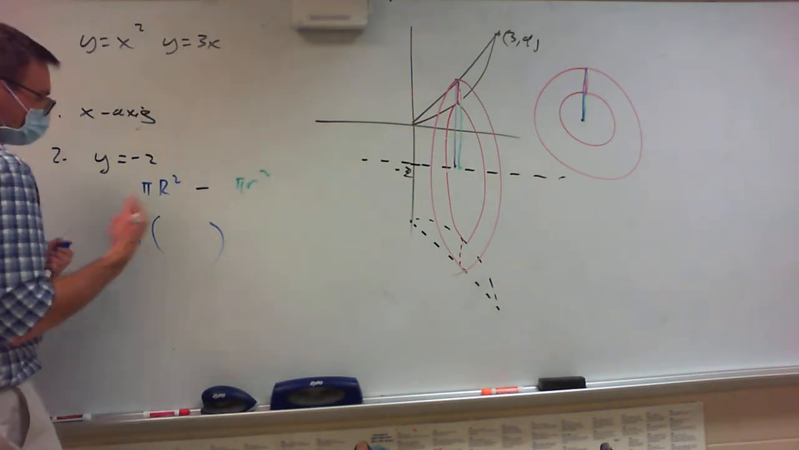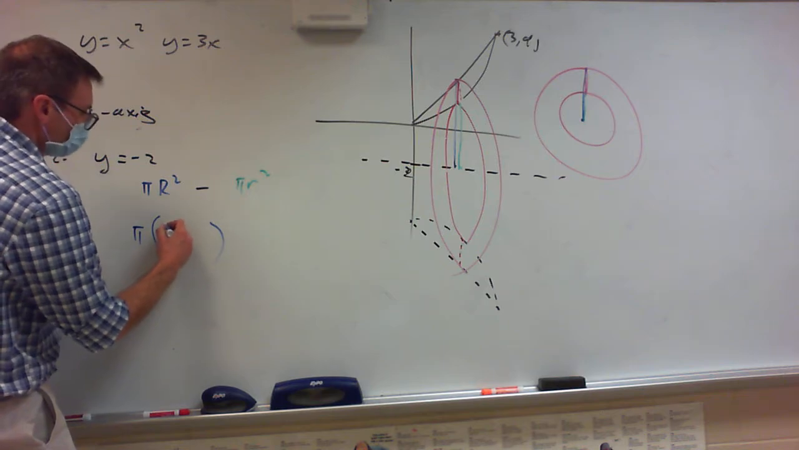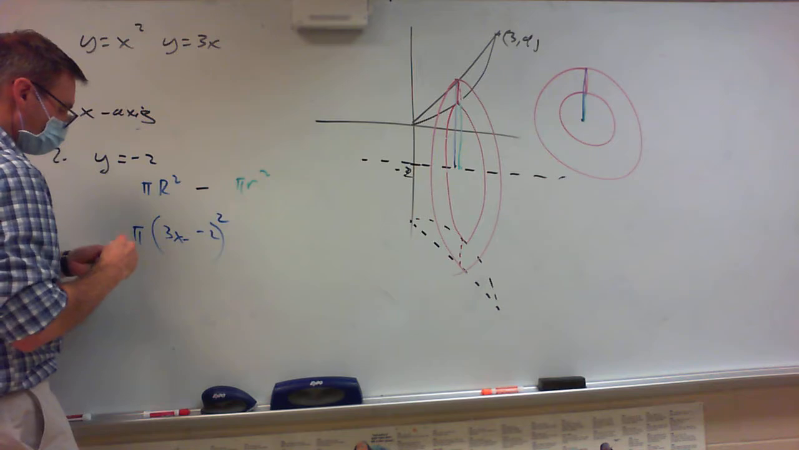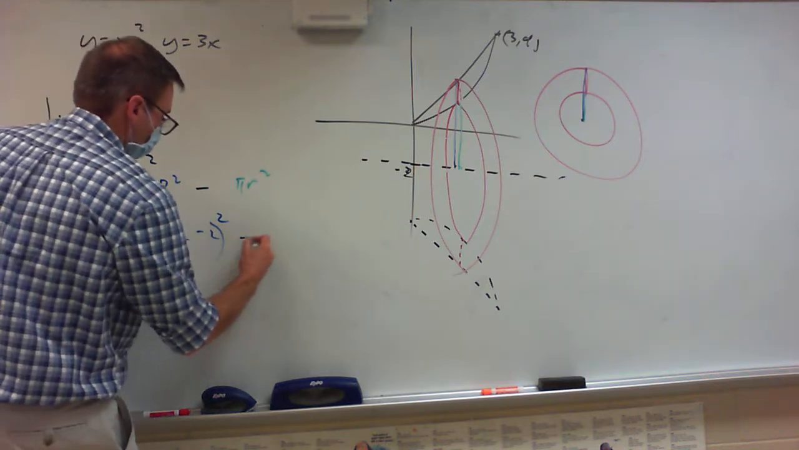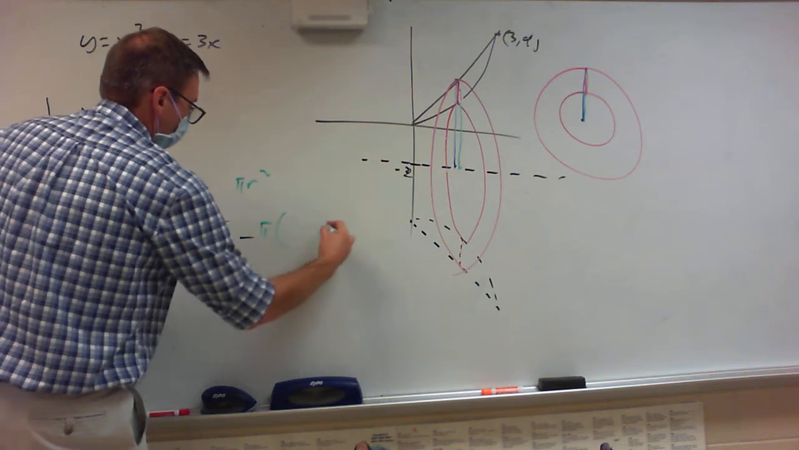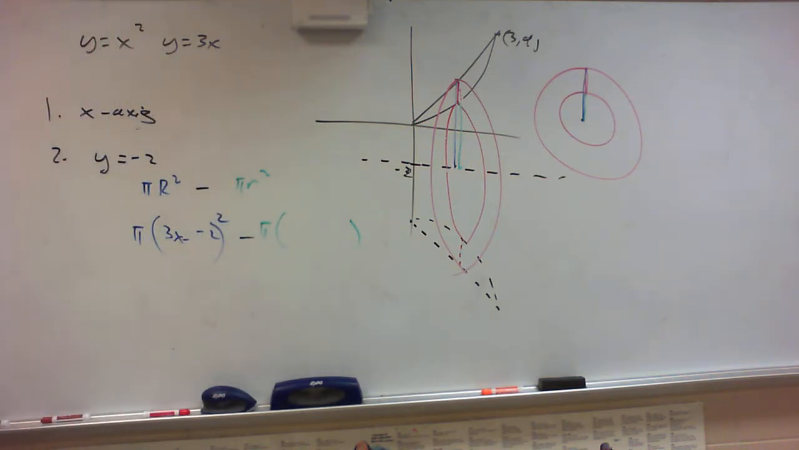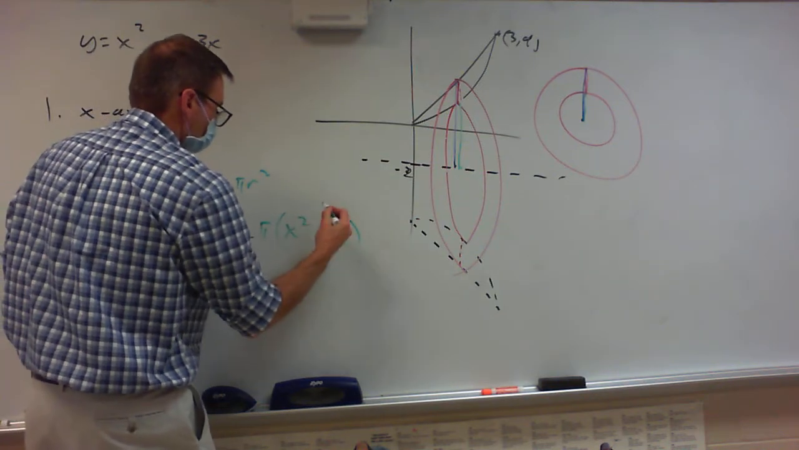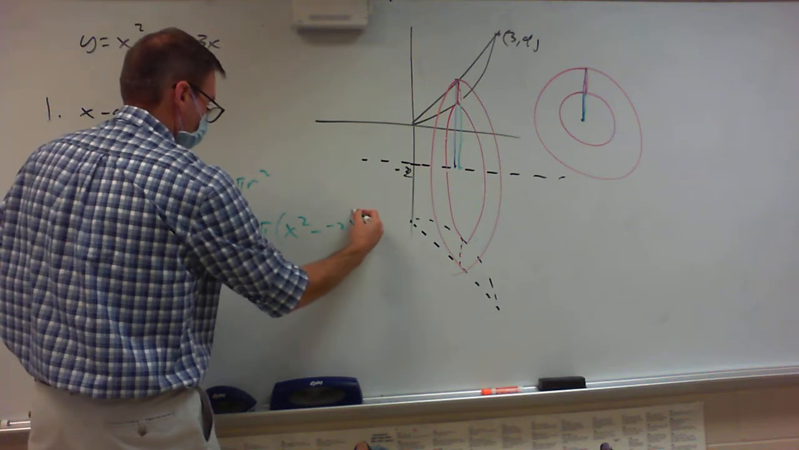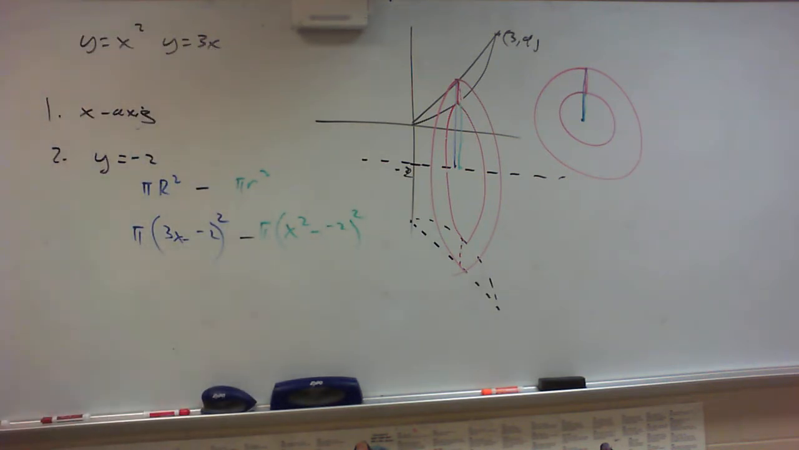So my big radius is going to be 3x minus negative 2 squared, minus, and I'll do pi. What's your little radius? X squared minus negative 2, squared. Is everybody okay with that?